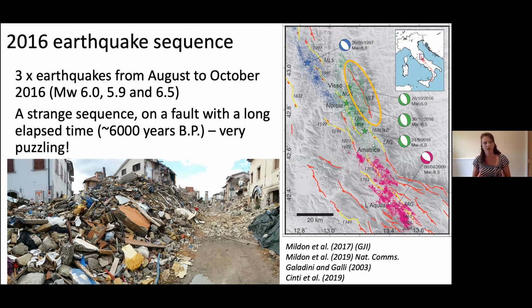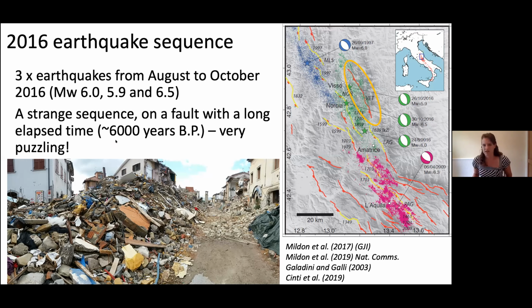So why did this fault have such a long elapsed time? Is that typical for this fault, or actually is this really unusual? And this is especially interesting to this sequence because prior to this sequence, within the database of seismogenic sources, this fault was down as a debated seismogenic source. You know, people weren't sure whether it was active or not. So it's really important to understand why did this fault have such a long elapsed time, then all of a sudden kind of start up again in these earthquakes?